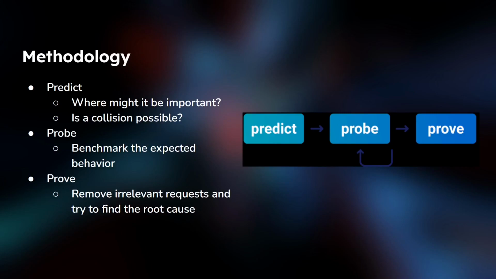Proving it is, once you've actually found a race condition, removing things that aren't important, so requests that aren't actually needed to exploit the race condition. This helps you figure out why the race condition is there, so that when you report the finding, you're not just telling them that there's a problem, you're giving them some help coming to a solution.